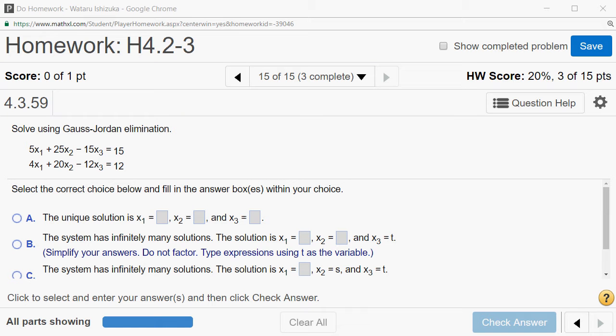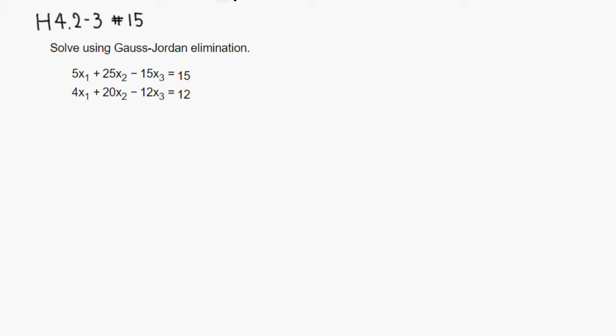Alright, let's look at homework 4.2, 4.3, problem number 15. Let's use Gauss-Jordan elimination to solve the following system of linear equations. I'll turn this into a matrix.